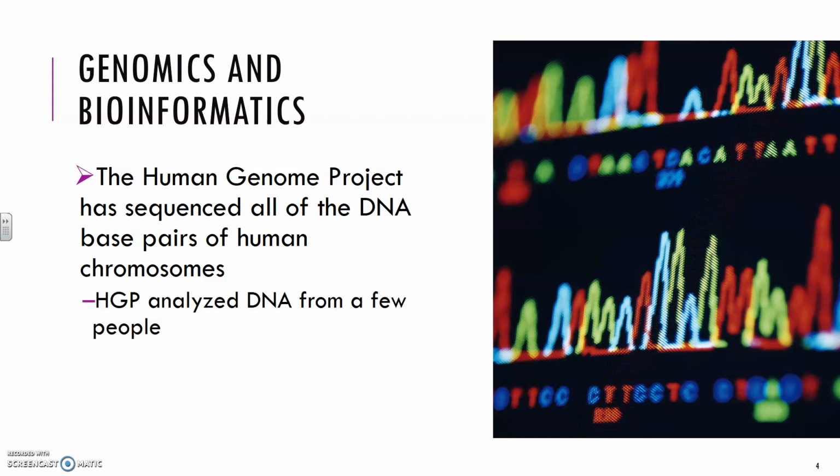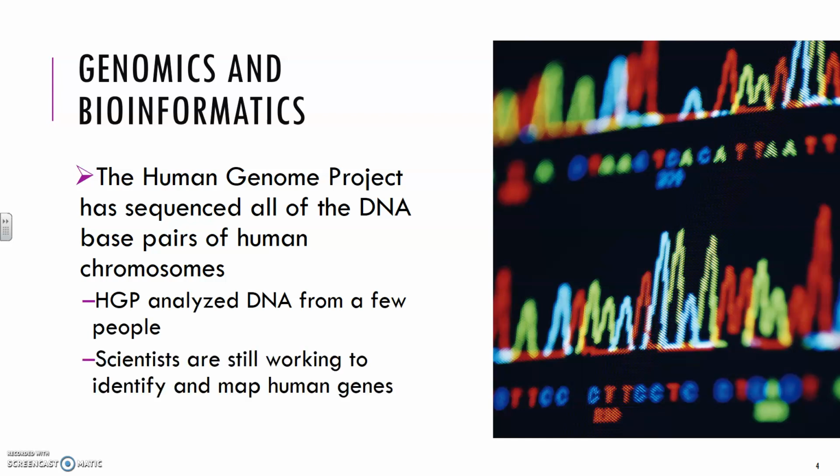So, the Human Genome Project analyzed DNA from just a couple donors, right? And scientists are still working to identify and map human genes. It's a lot more complex than it might sound, simply because there is a lot of information included in those 3,000 million or 3 billion base pairs.